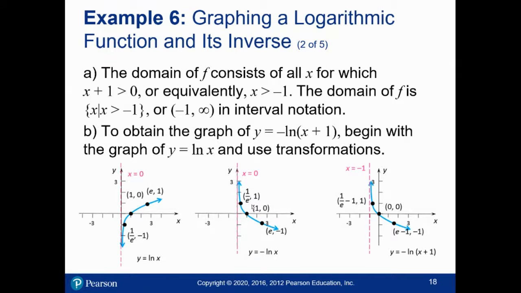So to graph it, we need to do two things. We need to shift left by 1 and do a reflection. It doesn't actually matter which one you do first. They've done the reflection across the x-axis and then shifted left by 1. I would generally do it in the other order, but whatever. So there is our graph, the picture on the far right.